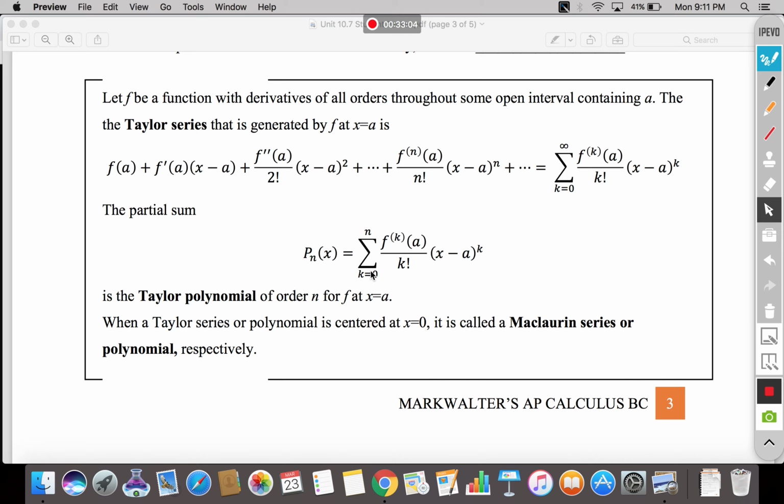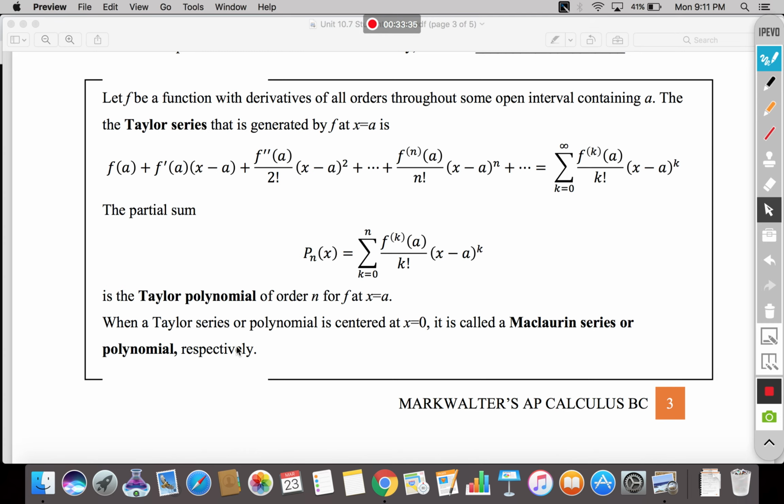The partial sum, so if we don't go to infinity, the series would go on into infinity. The partial sum of these things is called the Taylor polynomial of order n for the function at x equals a. When a Taylor series is centered at x equals 0, which we often do, it is called a Maclaurin series. Again, the mathematician Maclaurin did not invent this kind of thing, but Madhava actually did work with series for things like sine and cosine before he did. But we call them Maclaurin series or Maclaurin polynomials, respectively.